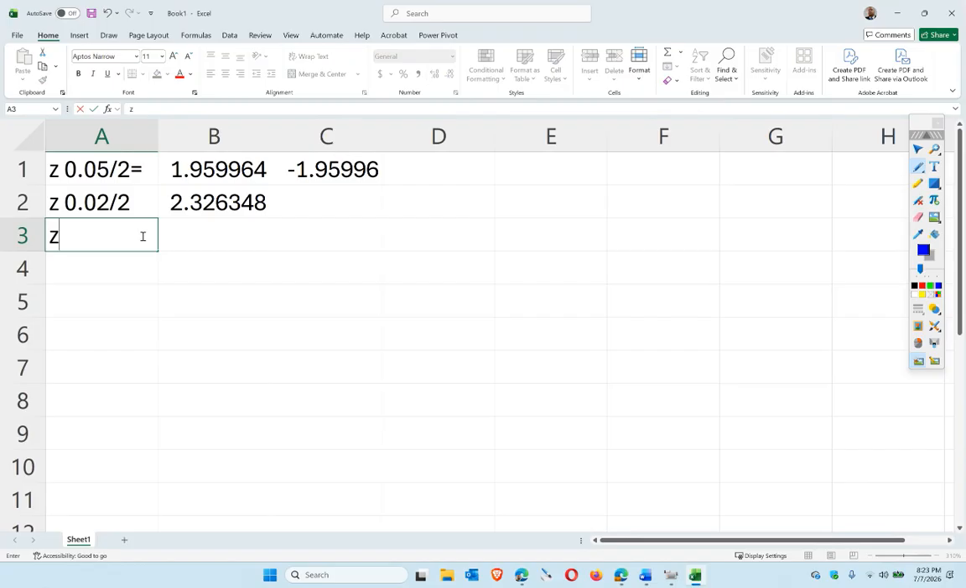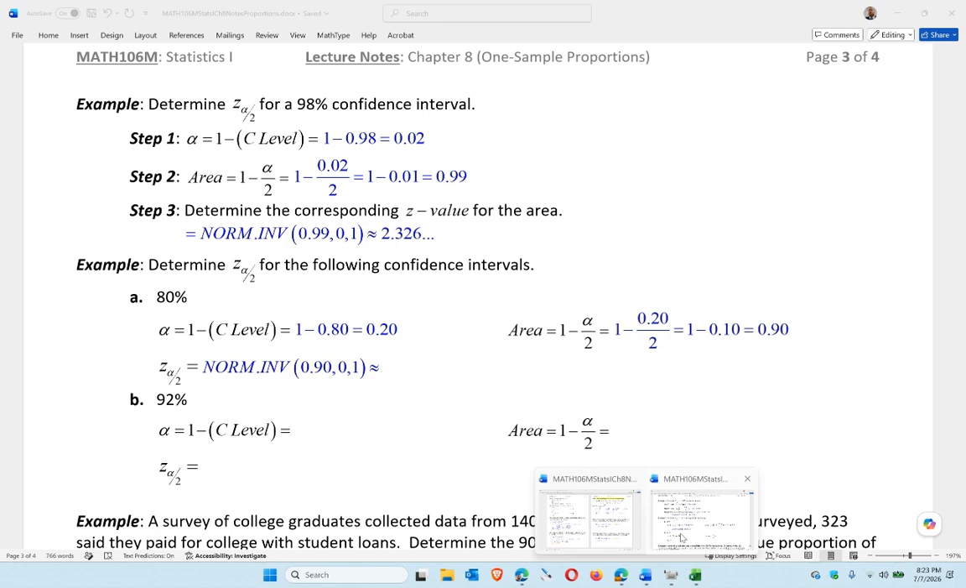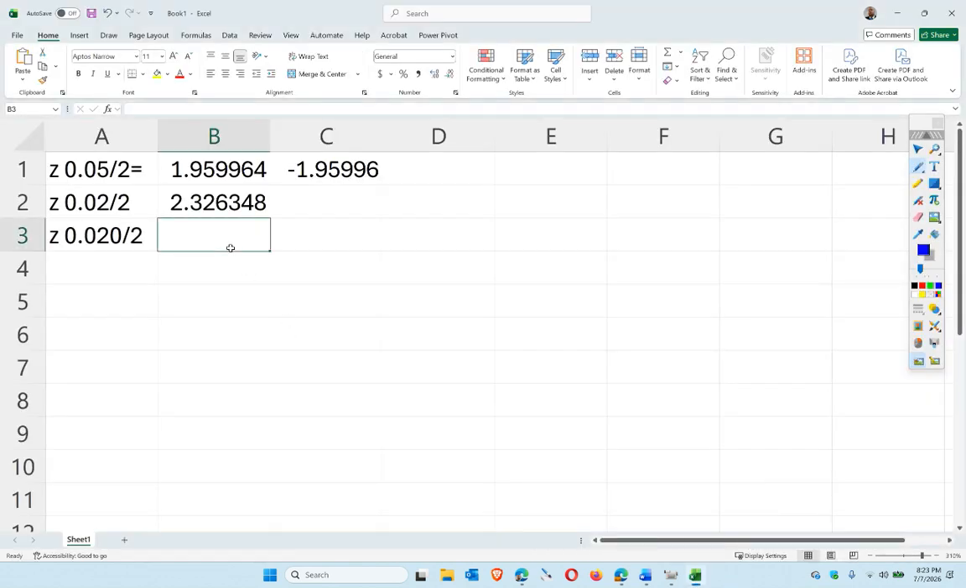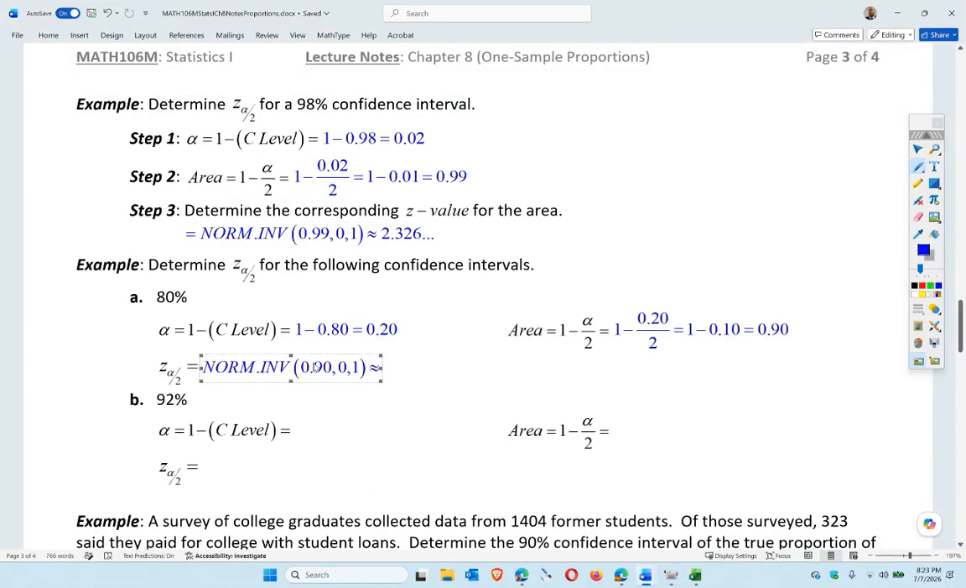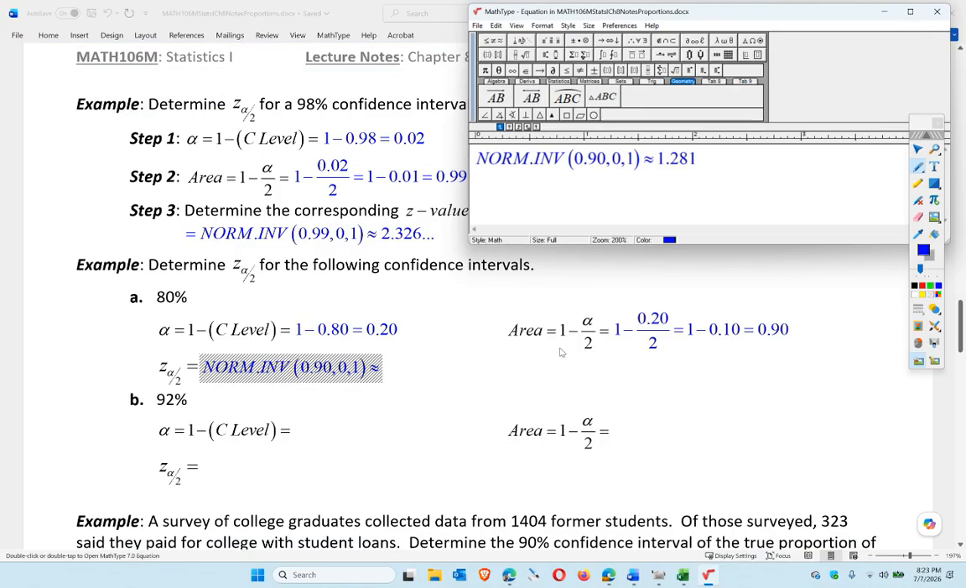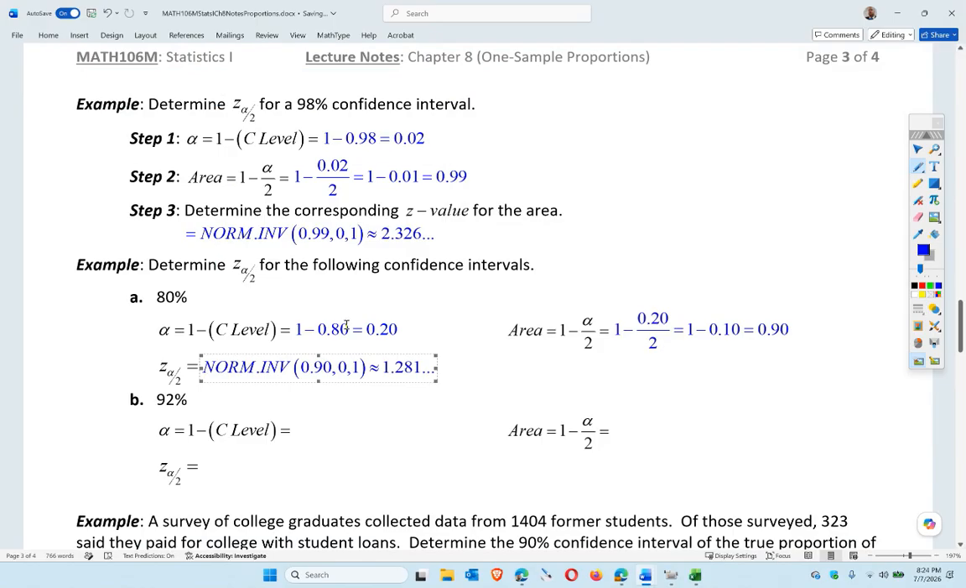So z 0.020 divided by 2. Is that what it was? Yes. Okay, so normal dot inverse 0.90 comma 0 comma 1. So 80%, half of 20 is 10. Add that to it, you get 90. 1.281, I guess. 1.281 dot dot dot. There's more after that. Doesn't matter. Use the exact value. Don't round it off. Okay, one more.